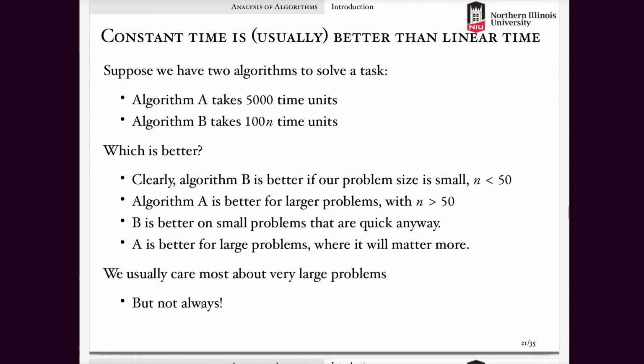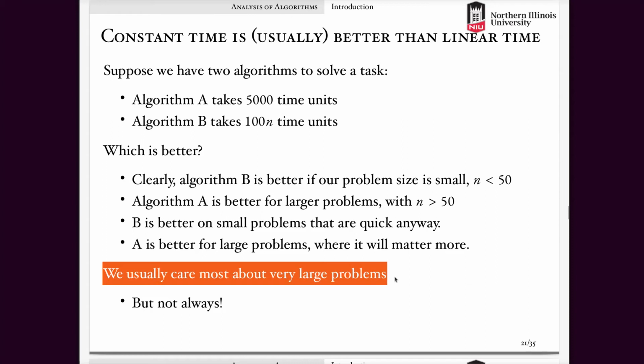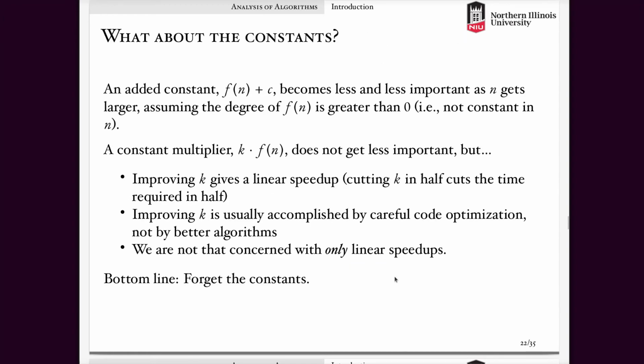It's not necessarily always the scenario, but more often than not, we really want to look at problems as n approaches infinity. And in this case, algorithm A is the better choice when n is bigger than 50 as it approaches infinity. All right. Now, what about those constants? Like I said, these are not so important as we go along.